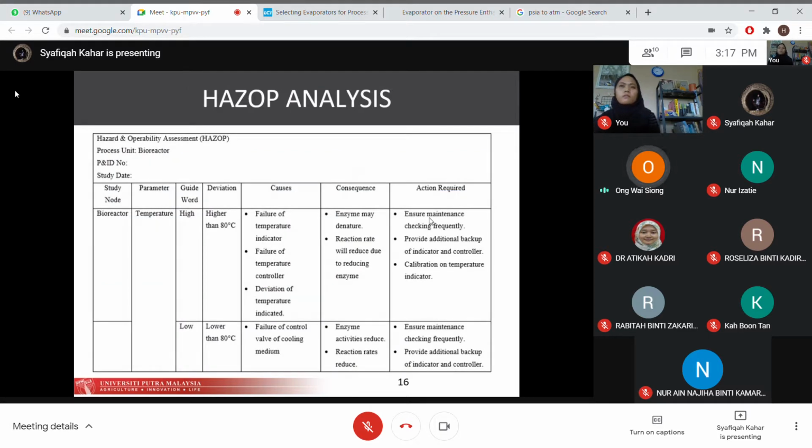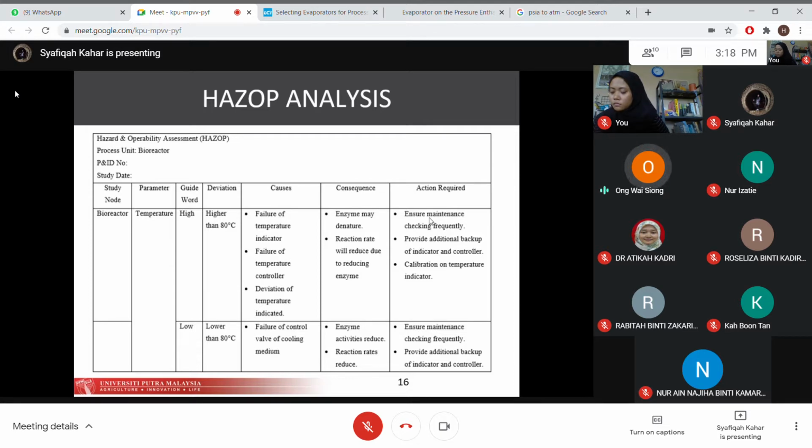So the hazard analysis is being done to analyze the type of hazard which can happen during the process. The first parameter is temperature. If the temperature is higher than 80, then this may cause the enzyme to denature and the reaction rate will reduce. This may be caused by the failure of the temperature controller. So the action required is to ensure maintenance, check frequently, and provide additional backup and calibration on the temperature indicator.